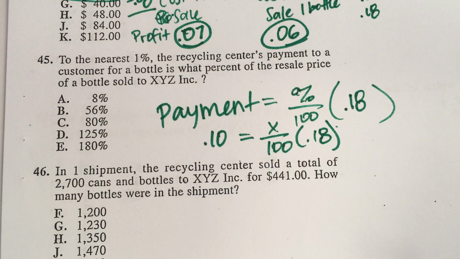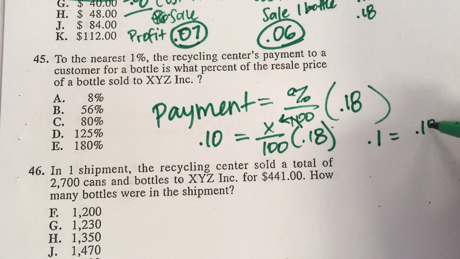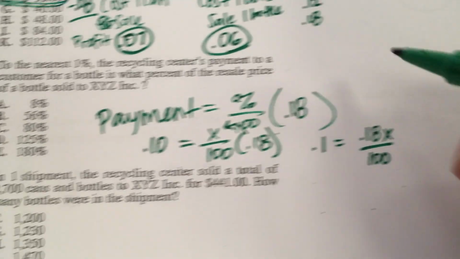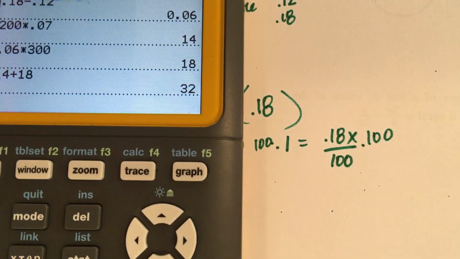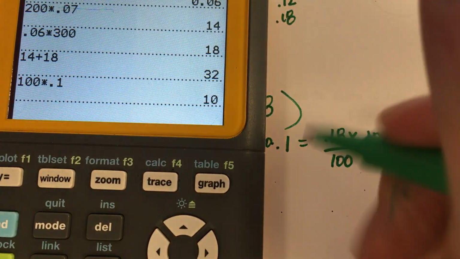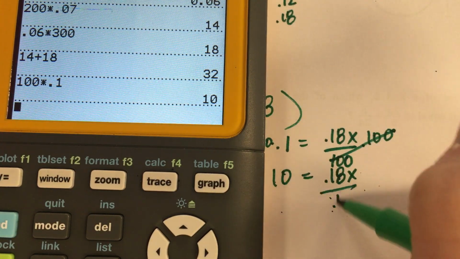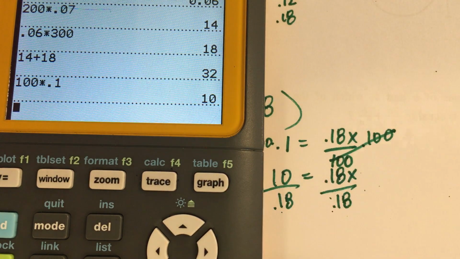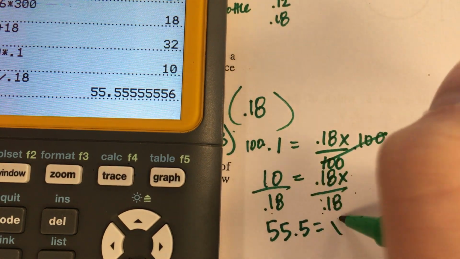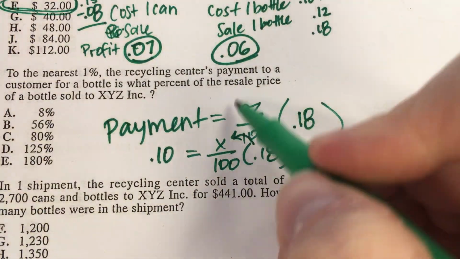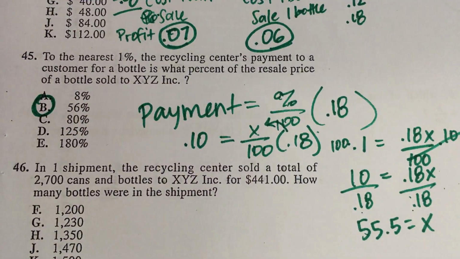So we'd have 10 cents equals some number over 100 times 18. In this case, I'm going to multiply by 100 on both sides. So I have 0.1 equals 0.18x over 100, times 100 on both sides. I get 100 times 0.1 makes 10 equals 0.18x, divided by 0.18. That is 55.5 equals x. Remember, x in this case was our percentage, so that's what we're looking for. So 55.5 is close to 56.